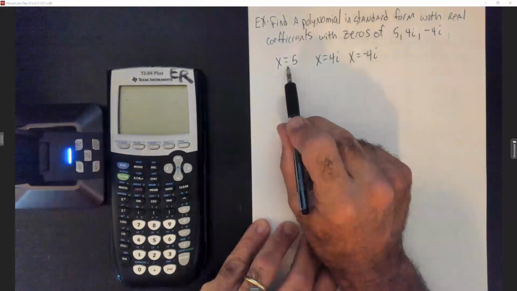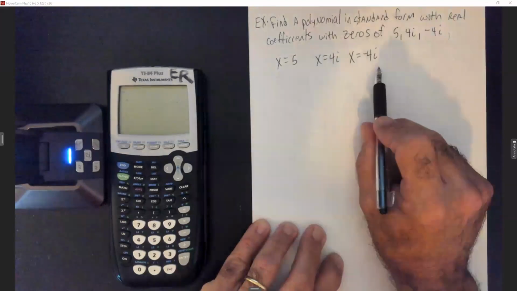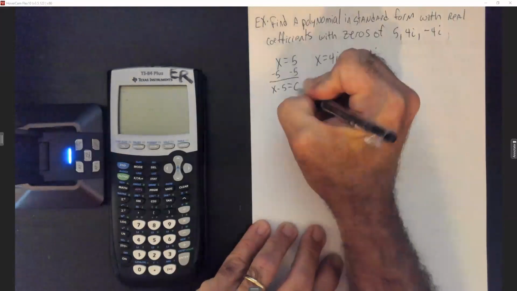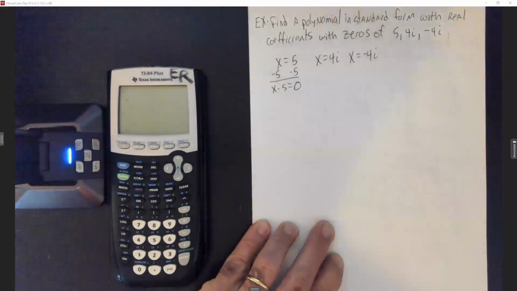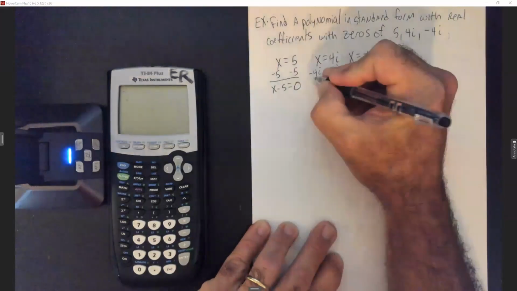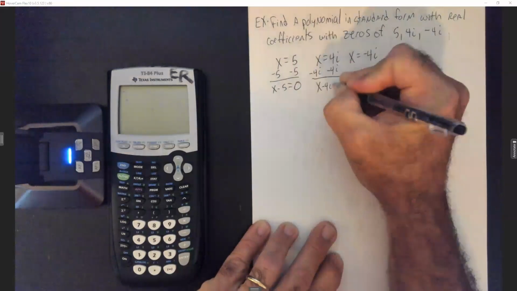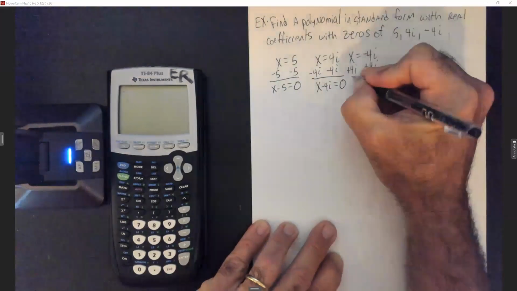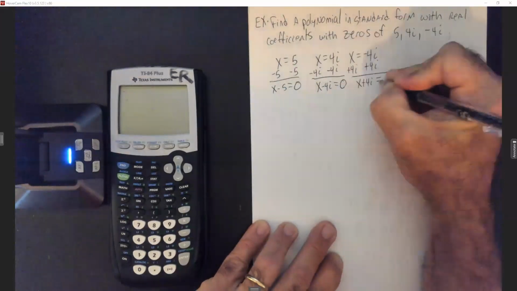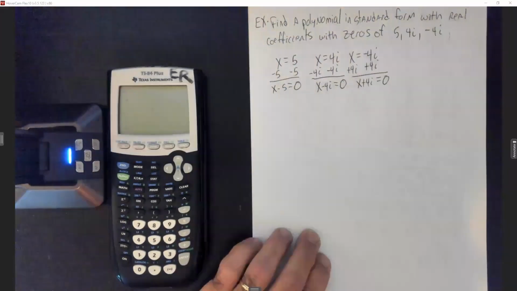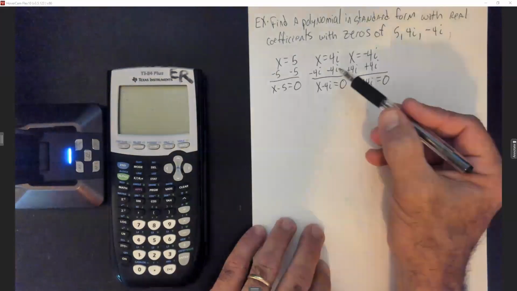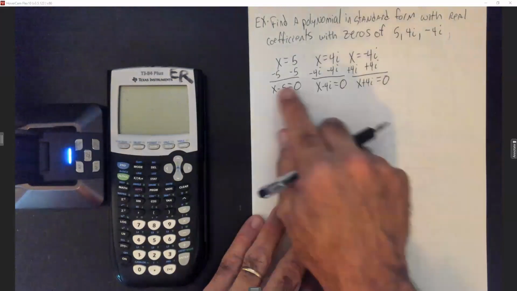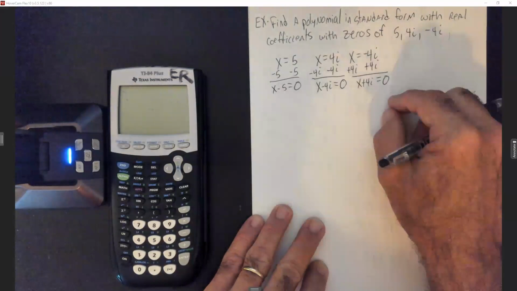Now, we want to do like we did a while ago and get a 0 on the right side of all these. So I'm going to subtract 5 from the first equation. x minus 5 equals 0. Subtract 4i from the second equation. x minus 4i will equal 0. And then add 4i to the third one. And I get x plus 4i equals 0. Okay, so basically I'm moving them to the other side, changing their signs, and setting them equal to 0. Now we're going to take all 3 of these factors, put them in parentheses, and set that equal to 0.